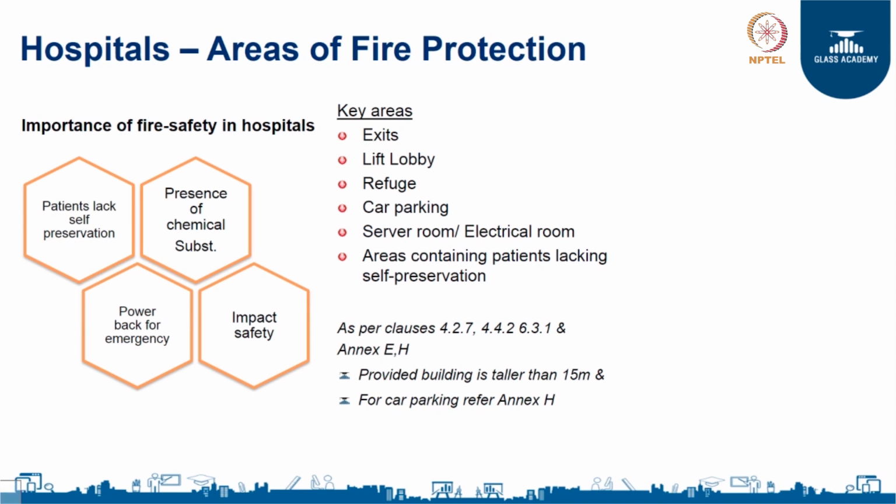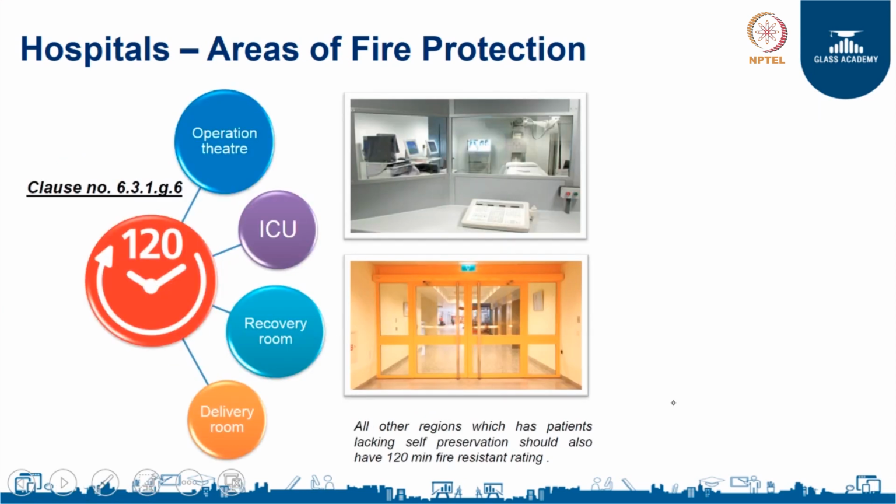So, the key areas in a hospital where we can use a fire resistant glass, or where fire resistance is of paramount importance, are fire exits, lift lobbies, refuge areas, car parks, etc. And as per the National Building Code, again I have the clause number written on the left, we need to ensure 2 hours of fire protection in operation theatres, ICUs, recovery rooms and delivery rooms.